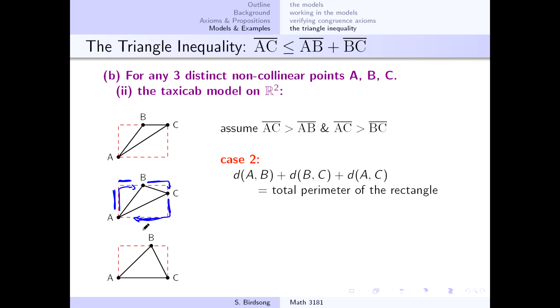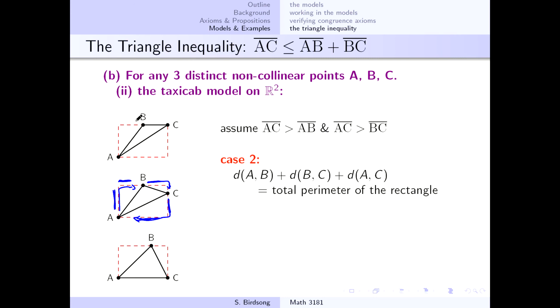And my claim is that this will always be the total perimeter of this rectangle. Notice all three vertices of the triangle, all three points A, B, and C, have to be on the perimeter of this rectangle. You can't just randomly have any old rectangle. These dotted lines have to actually mimic where the change in x and the change in y would be calculated from.